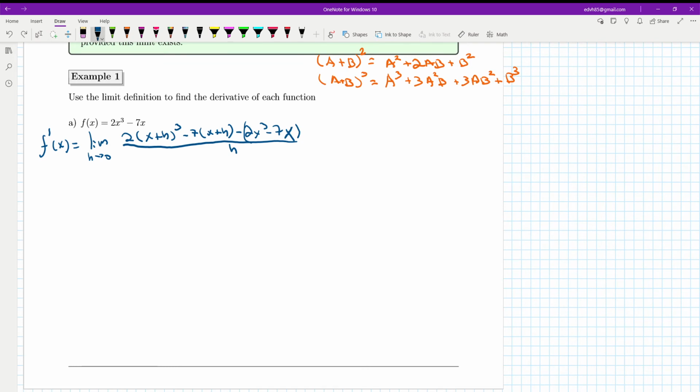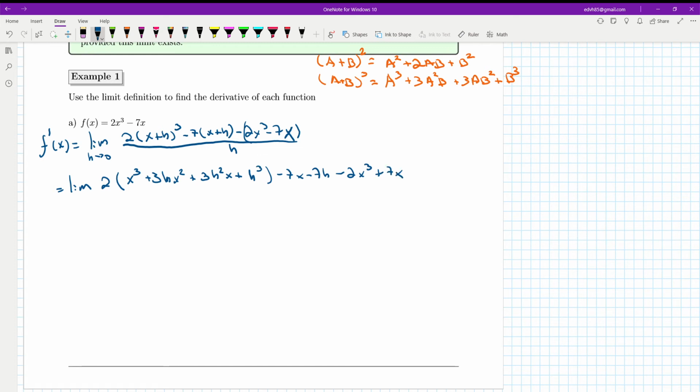Let's expand the binomial. This will be a limit of 2 times the binomial cubed. So if we apply this binomial cube (a plus b) to x plus h, this will be x cubed plus 3hx squared plus 3h squared x plus h cubed minus 7x minus 7h, and then minus 2x cubed plus 7x.